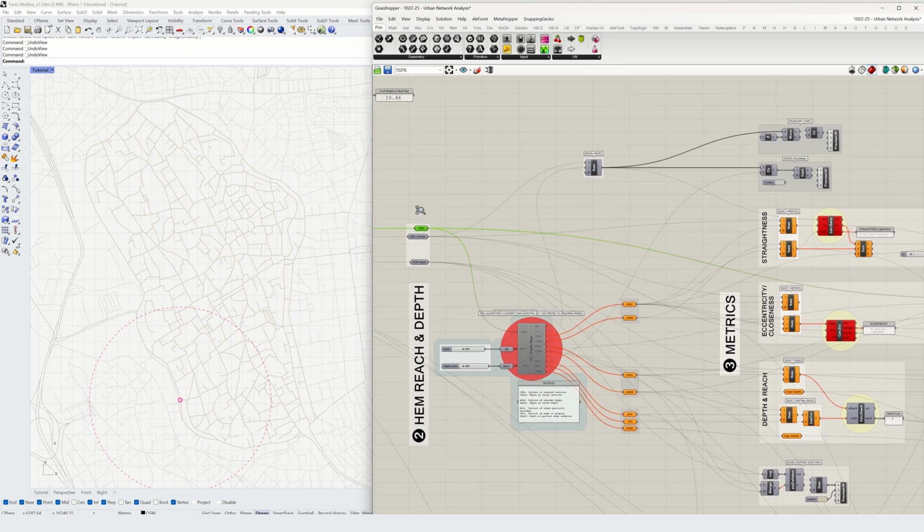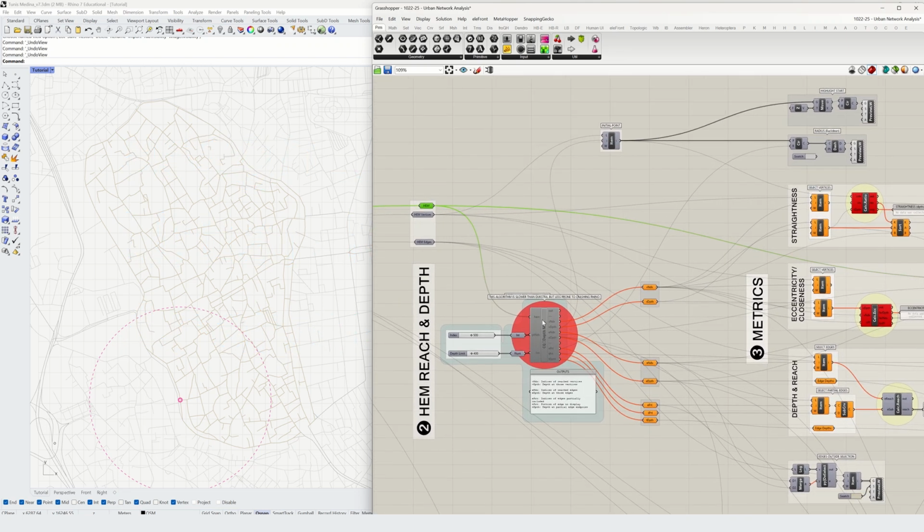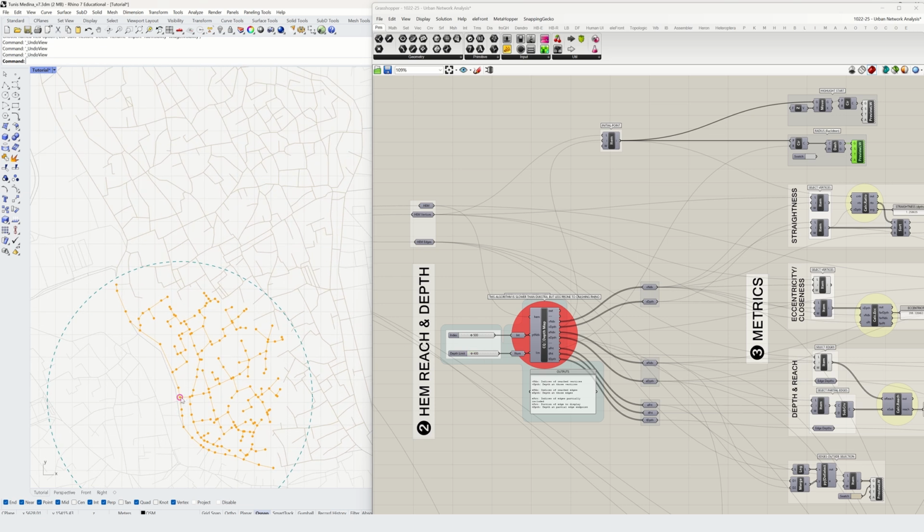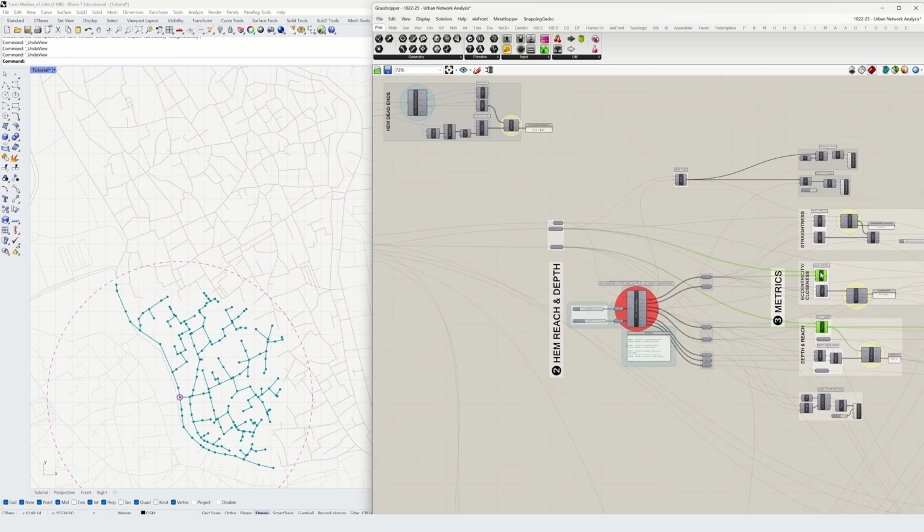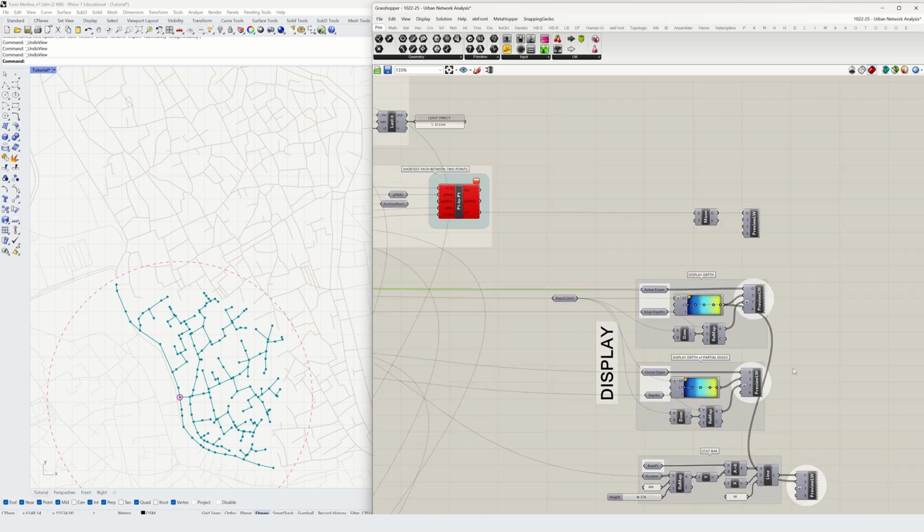The HEM structure is used here to find the walking distance across the network from any given starting point. We can see the Euclidean distance indicated by a simple circle, here 400 meters, and in comparison, the portion of the network that is actually accessible within 400 meters depth. At the far right side of the canvas, this is formatted for a colored gradient preview.